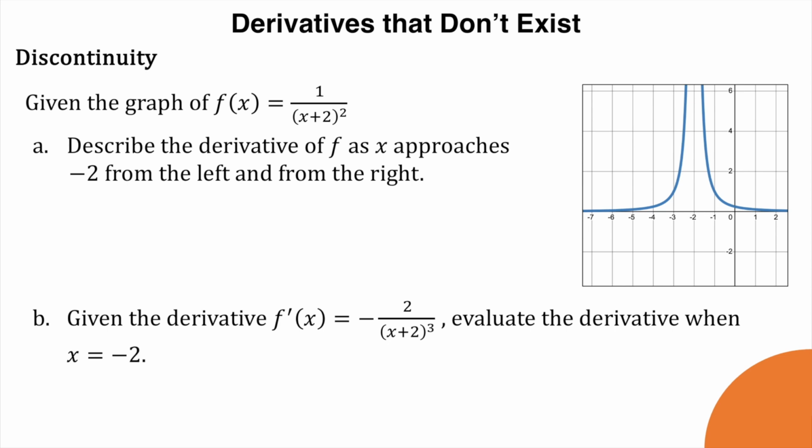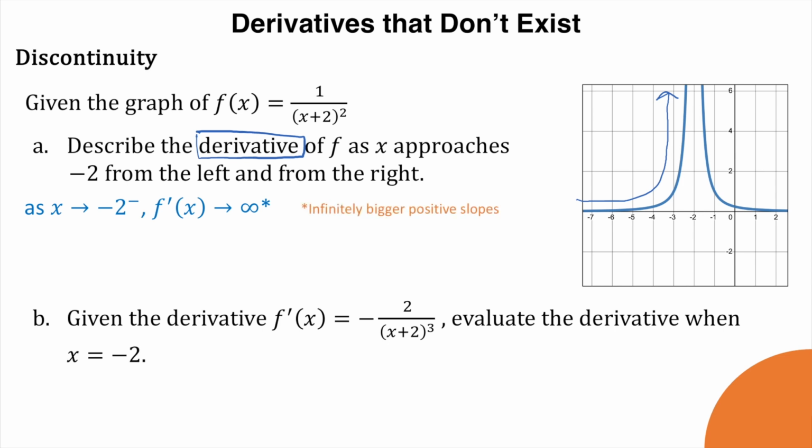Another derivative that doesn't exist is a discontinuity. So here we have the graph of 1 over (x plus 2) squared. Part A says, describe the derivative of f as x approaches negative 2 from the left and from the right. It says describe the derivative. That's the slope. So if we look from the left, what's happening to the slope of that line? It's going to positive infinity, right? Infinitely bigger and bigger positive slopes.